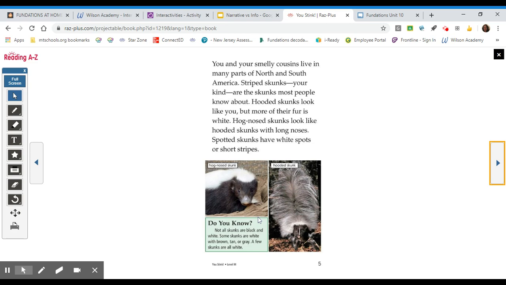So we are already gathering some facts about this story. Are you getting those facts in your mind? We're going to read one more page, and then I'm going to make a list of some of the facts.